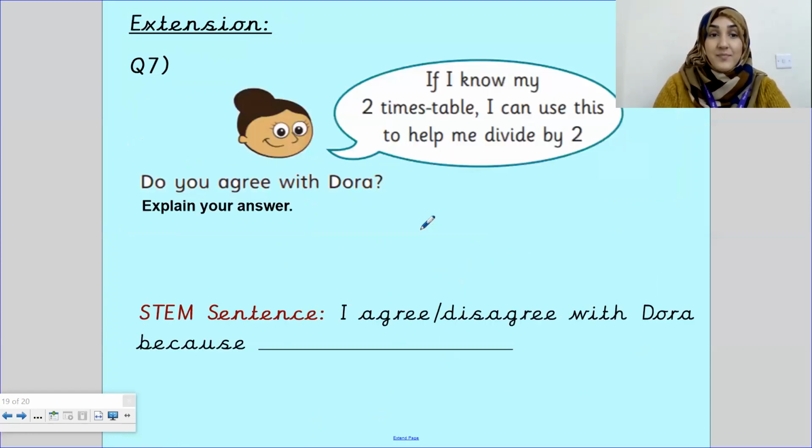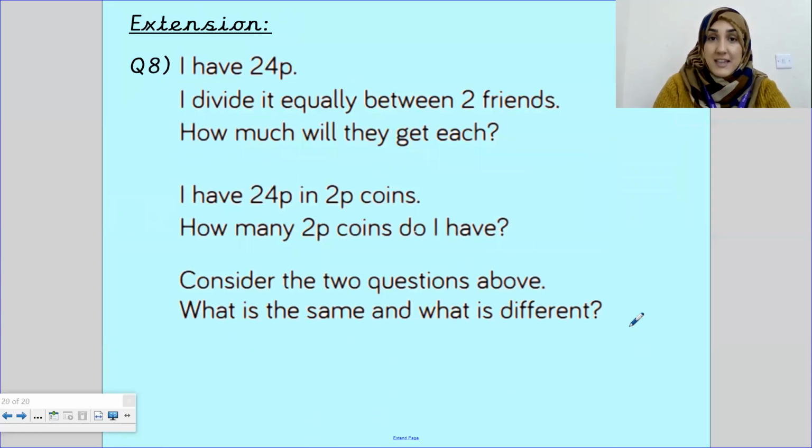Okie dokie. Extension question. If I know my 2 times table, so this is Dora, I can use this to help me divide by 2. Do you agree with Dora? Explain your answer. Use the stem sentence, I agree or disagree with Dora because, and then complete the stem sentence. And your very last question, your second extension question, I'm going to read this to you. It's a little bit wordy and you need to do 2 different things.